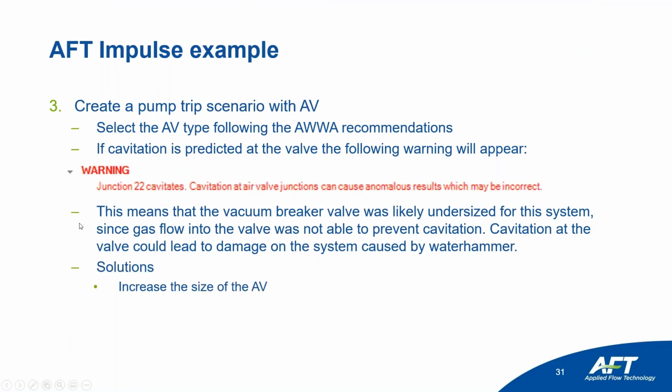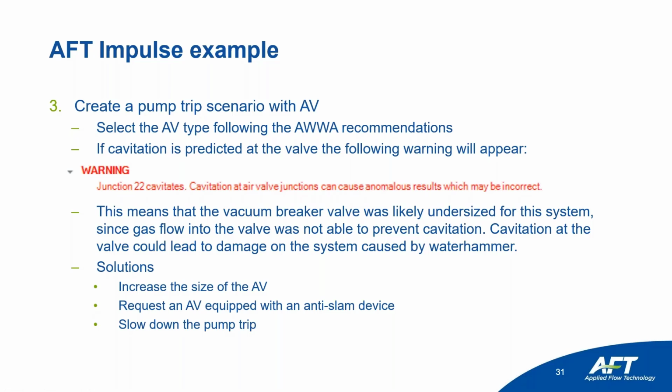First is to increase the size of the air valve. Also, you can request the air valve to be equipped with an anti-slam device. Another solution could be to slow down the pump trip, make it less severe. In this case, we went to an extreme of closing totally in 1 second. You might say, okay, let's slow down the pump trip to avoid this problem. Another solution that you can have is to reduce the pump speed to levels that the air valve can handle.